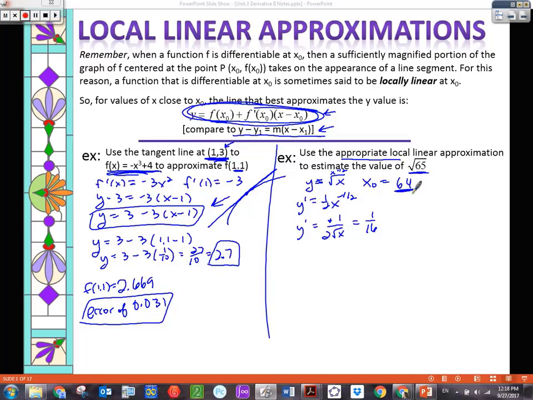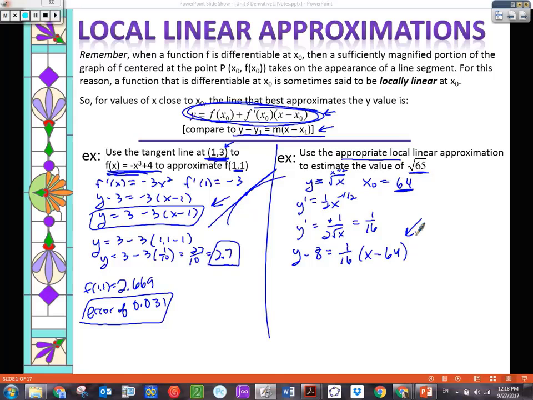Okay, so we got our slope. We have our x value. We need our y value. Where are we going to go? Back to the original function. So I'm going here to find my y value. The square root of 64 we know is 8. So here we go: y minus 8 equals 1/16 times x minus 64. This is the vehicle we will use to make our approximation, that tangent line.